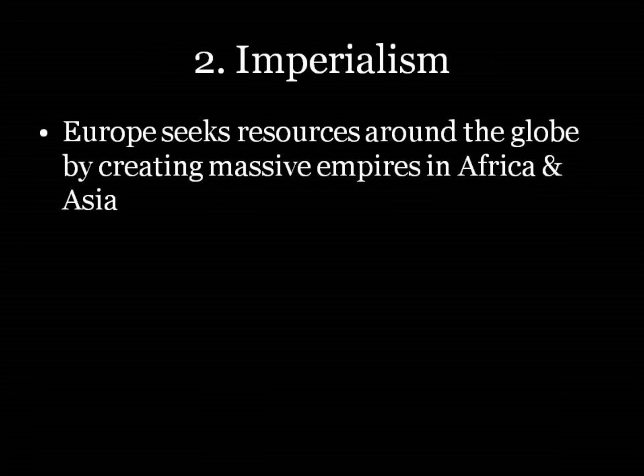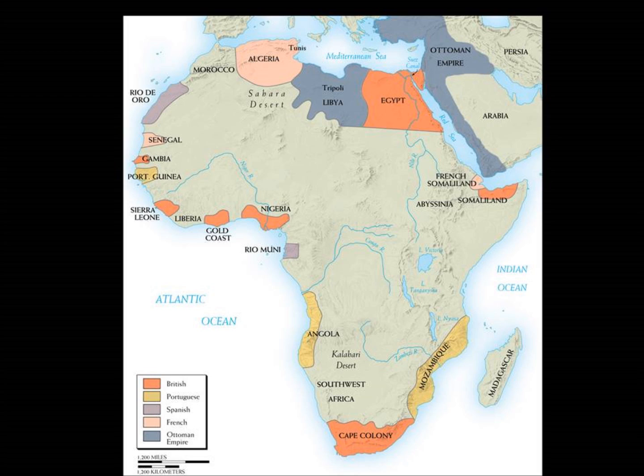A second long-term cause of the war was imperialism. Over the course of the 19th century, several European states established empires that stretched across the continents of Africa and Asia. This map shows the extent of European occupation of Africa in the mid-1800s. As you can tell, Europeans controlled Egypt, Algeria, and Cape Colony. But for the most part, European colonies clung to the coastal regions of Africa.